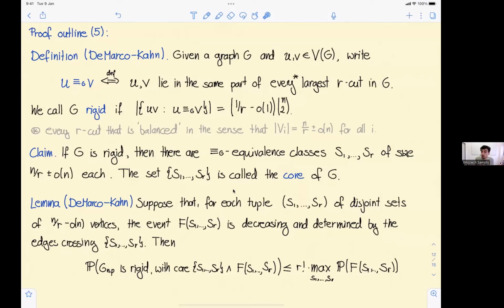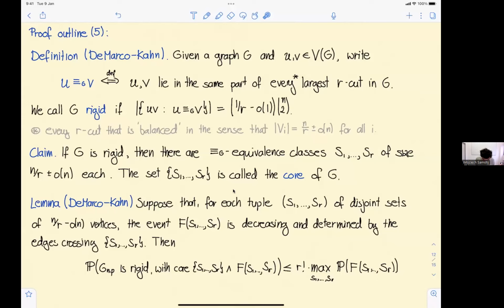Now, here's the key probabilistic lemma. Suppose that for every tuple of disjoint sets, we have some event which is decreasing and determined by the edges crossing this partition S1 to SR. Our decreasing event will be, say, that there are few copies of H, say of the triangle, which cross between the sets S1 up to SR. Now, the probability that G(n,p) is rigid with this core, and the core satisfies this decreasing event, is at most R factorial, a small constant factor, times the largest this probability can be over all ordered tuples. This is the lemma which essentially reduces a union bound over all max cuts to just the worst case. If we can show that for every fixed partition we have a good probabilistic estimate, then this allows us to lift this estimate to all the largest cuts.